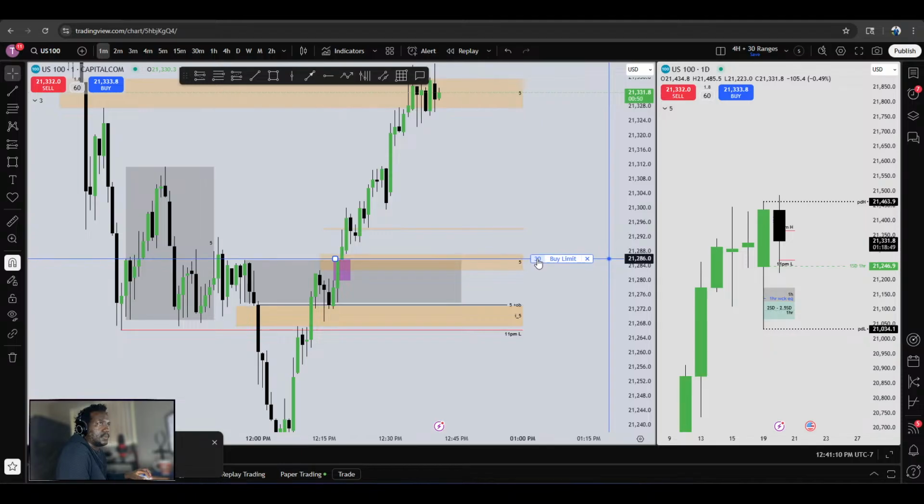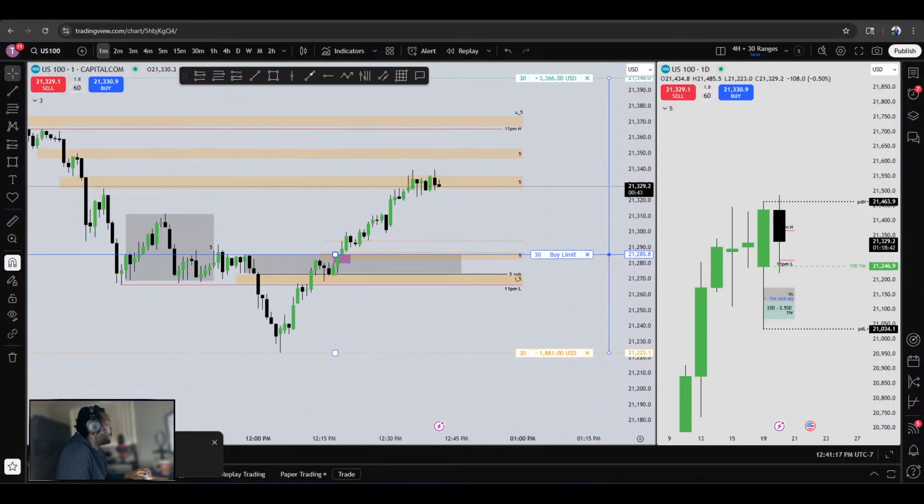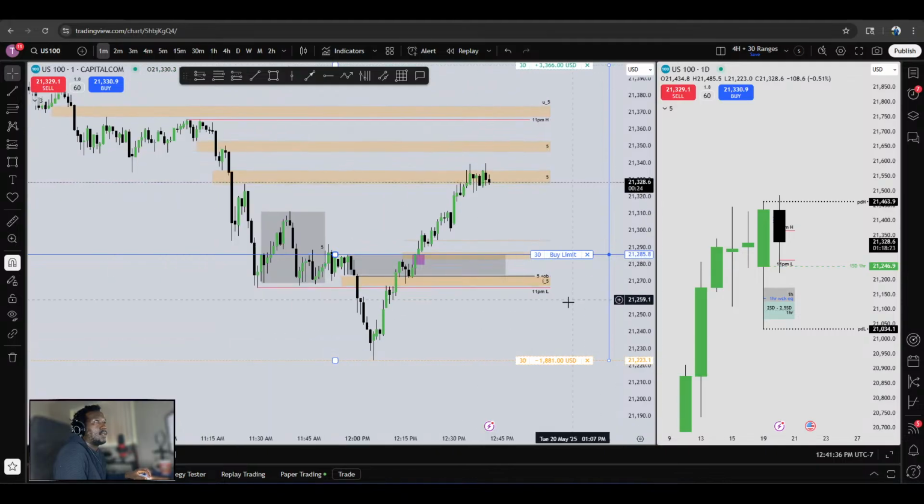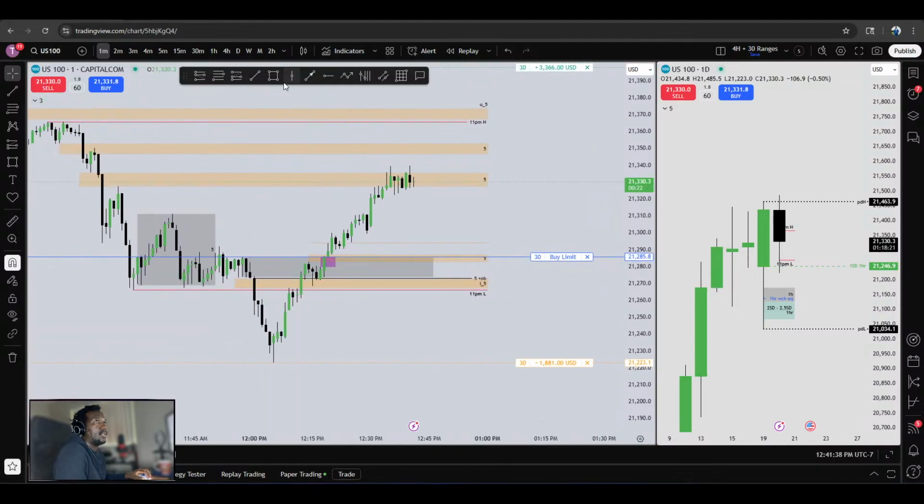So right there, the high of that fair value gap, I can use that as my entry spot. And pending order. All right, that order's been set, and we'll see. So in case we come back down here, my stop loss is way down here. We'll see how that goes, my people.